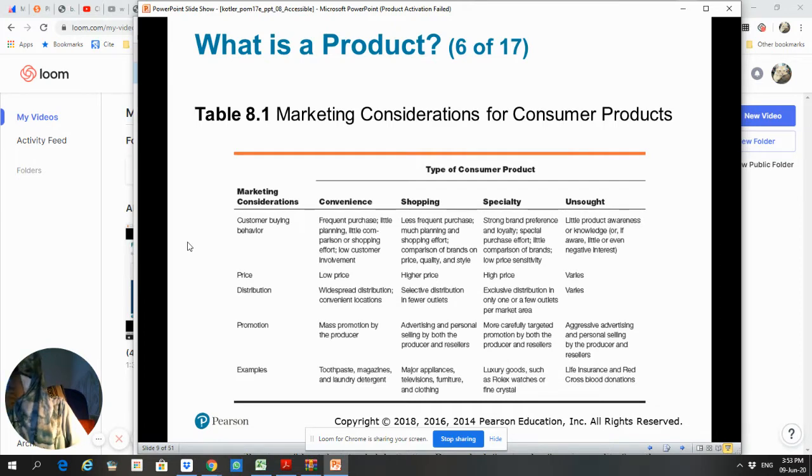Toothpaste, magazines, detergent, salt. Anything routine. Routine means that we use it frequently. So this convenience product involves frequent purchase, little planning, little comparison, and little shopping effort. We don't have to look for any additional information in order to buy sugar or salt.